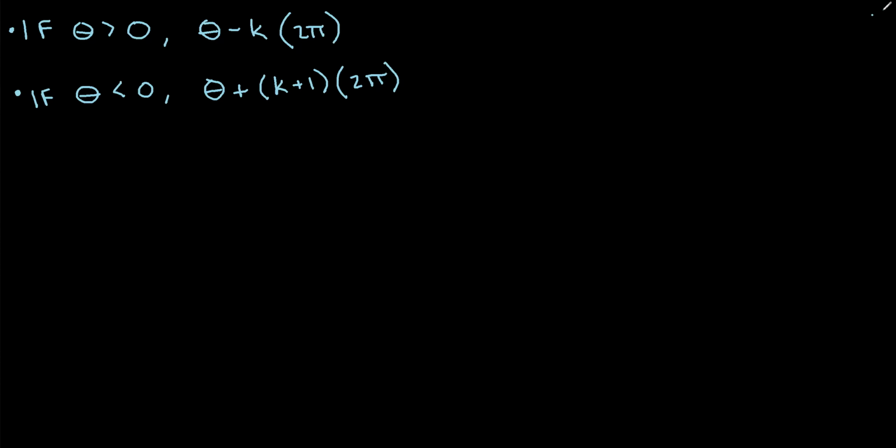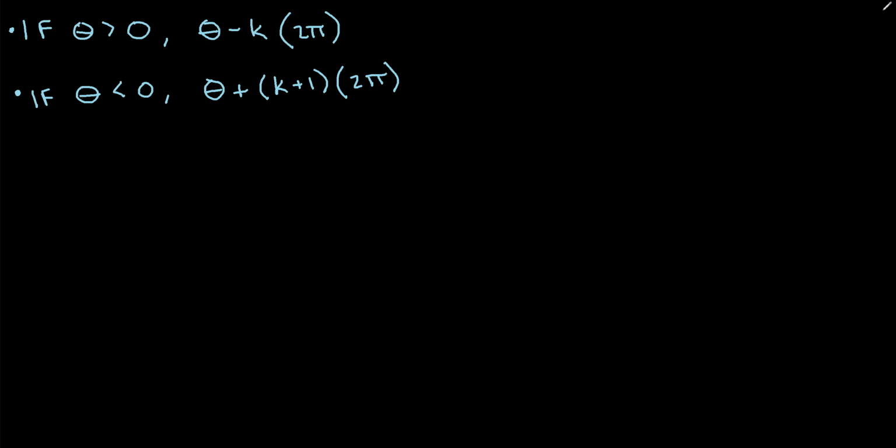In this video, we'll talk about how to find a coterminal angle between 0 and 2 pi. So to find a coterminal angle to some angle, we just need to add or subtract any multiple of 2 pi. There are two formulas that we can use to figure out how many multiples of 2 pi we actually need to add or subtract.